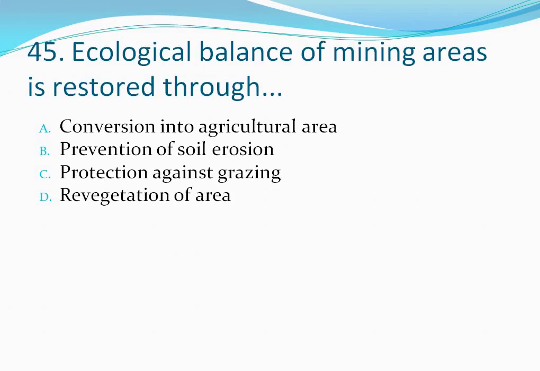Question number 45. Ecological balance of mining areas is restored through. Your options are option A, conversion into agriculture area, option B, prevention of soil erosion, option C, protection against grazing, option D, revegetation of area. Ecological balance of mining areas is restored through revegetation of area. Let's move to the next question.